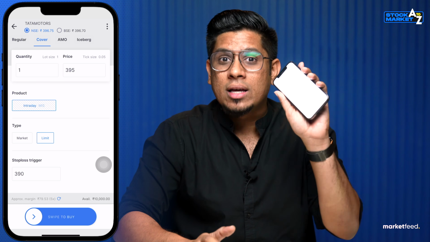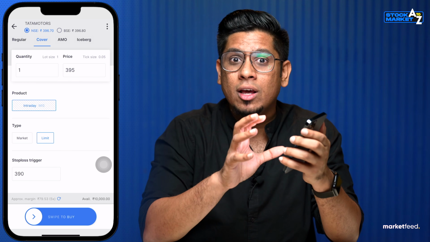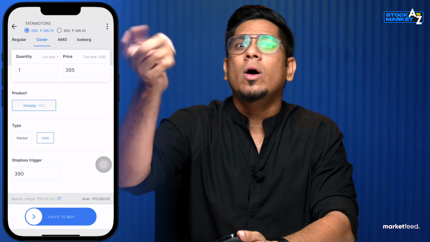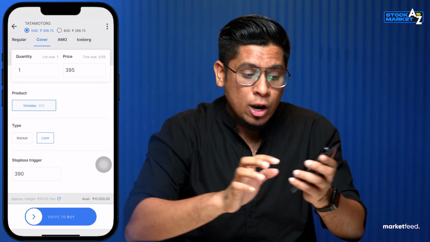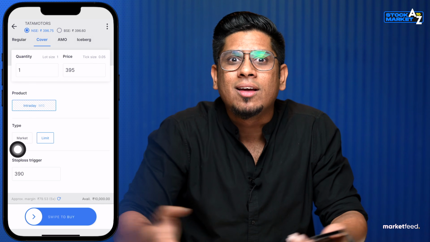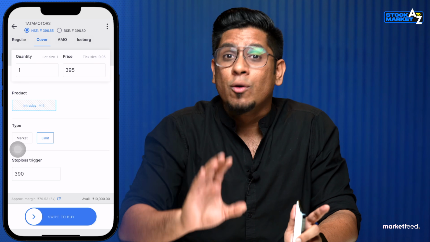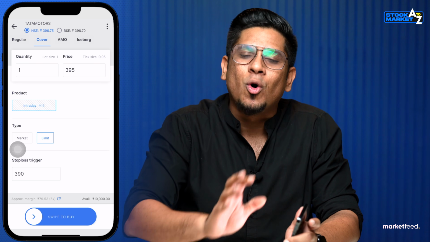Clear? So a cover order is a pure intraday trading product in which you can buy a stock, or in short selling you can sell a stock, along with which you can automatically place a stop loss order. Good, right? As a good intraday trader, you should be placing stop loss with all your orders. So this is what a cover order is.